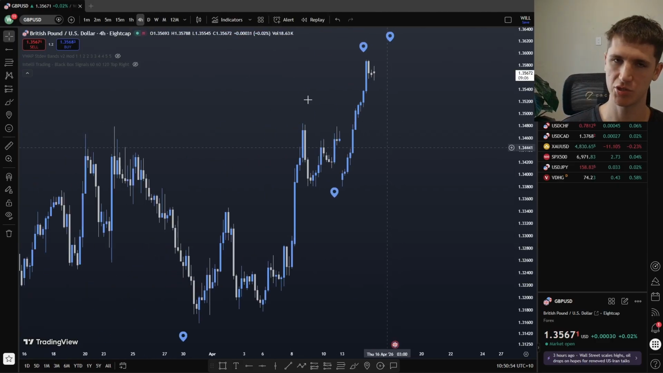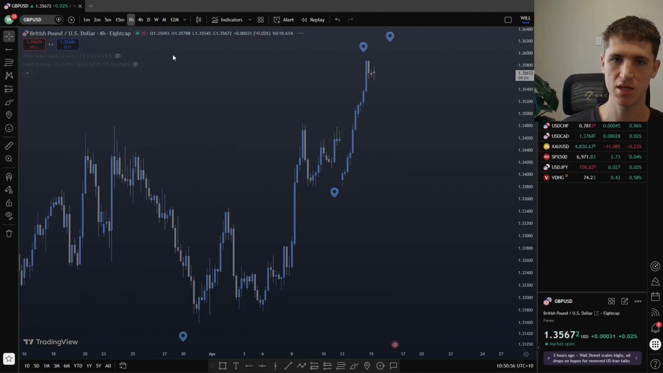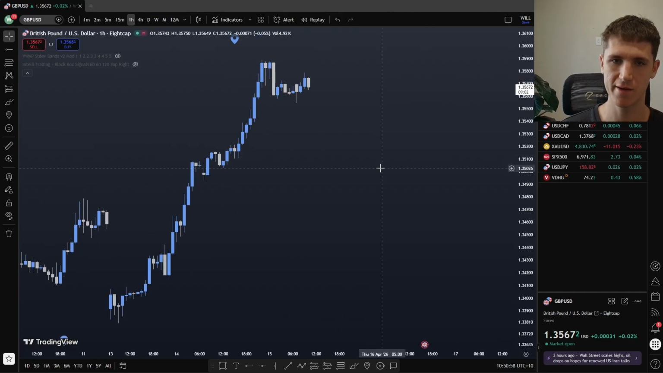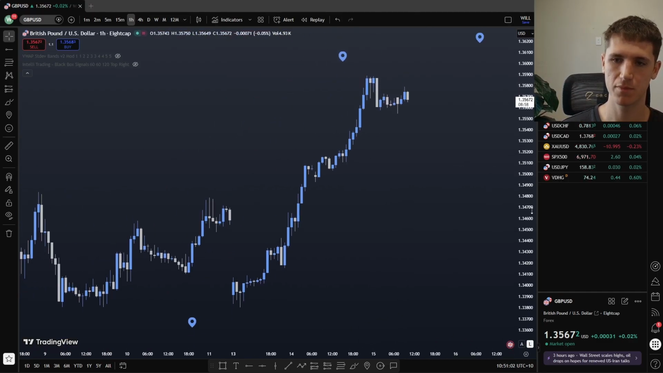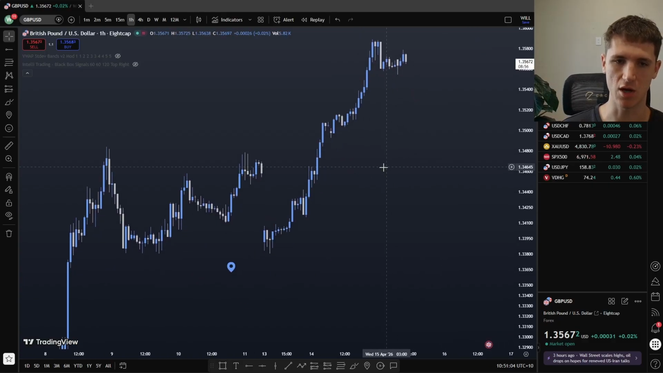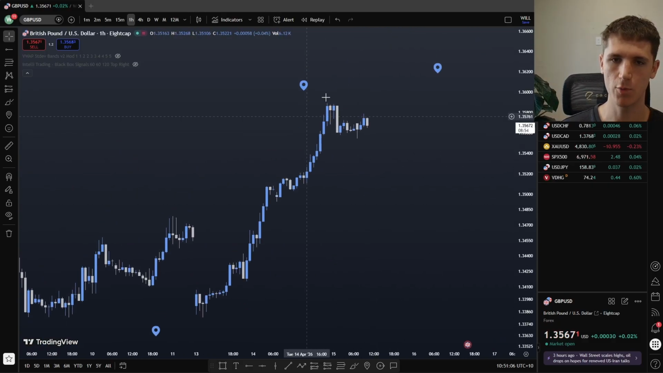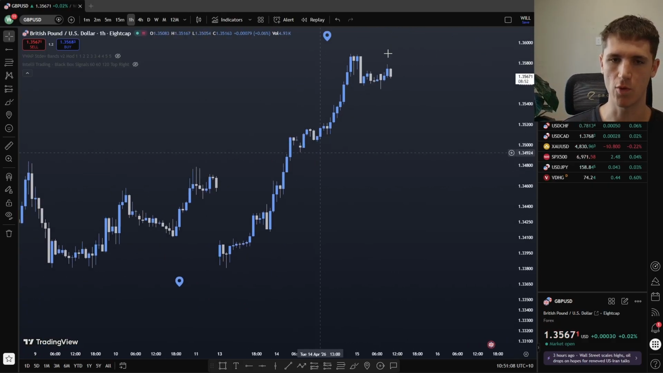Taking a continuation entry is simply scaling down to the lower time frames, and because it's a continuation entry, the risk to reward is usually higher. But I wouldn't be wanting to take a buy all the way up here because it's a continuation entry.